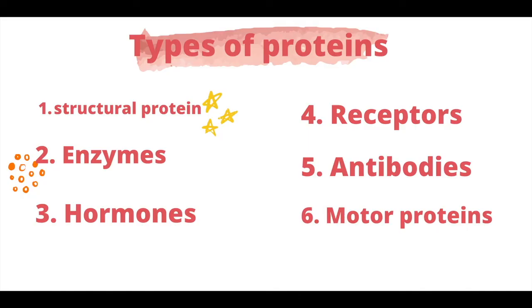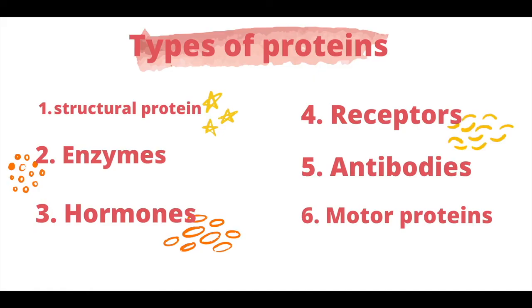The third type of protein are some hormones. So some hormones are made out of proteins or peptides, and others are made out of steroids. And remember, a side note, the steroid is a lipid. A few important hormones that are made out of proteins are insulin, glucagon, and pituitary hormones.